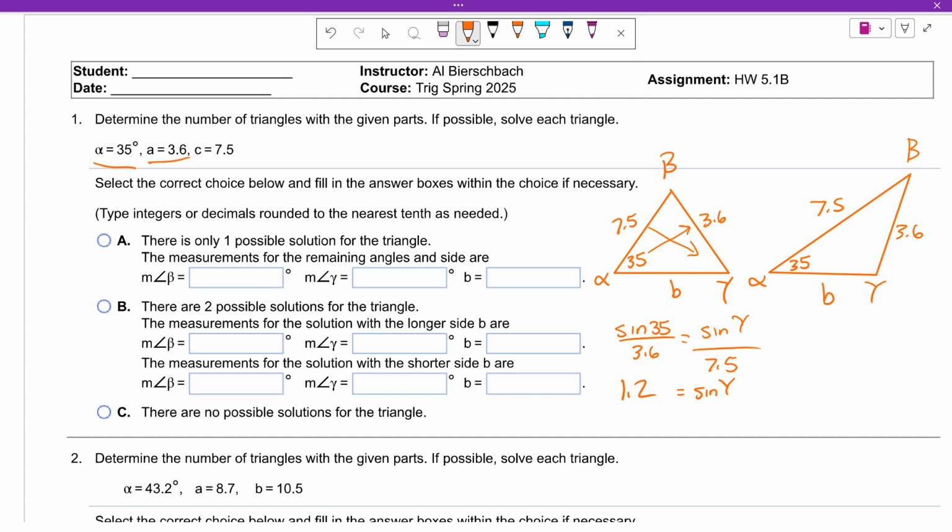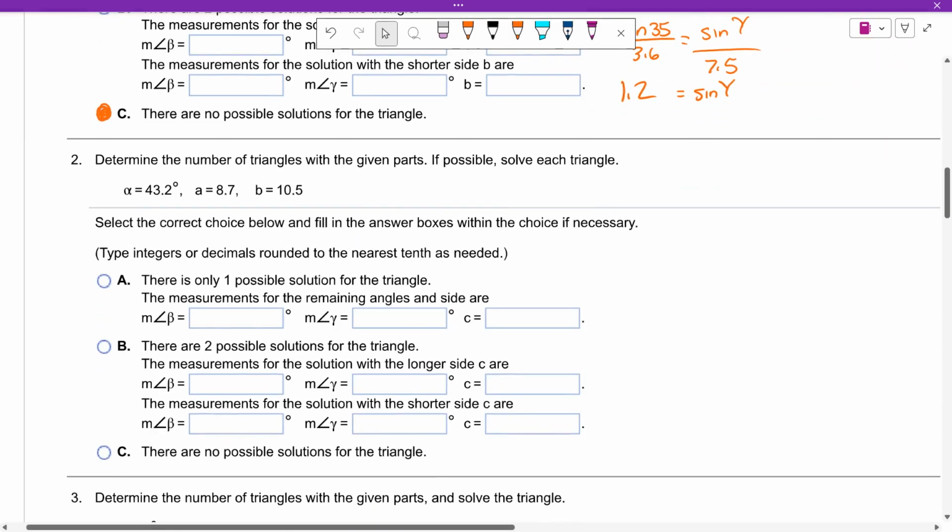So what is this? Well, this is an example of a dangle. This is too short to hit this side. So it's really one of these, where it's just hanging in the wind. It's too short. Does it ever make a triangle? No. There are no possible solutions when you have a dangle. A dangle is going to be no possible solutions. All right, let's do the next one.